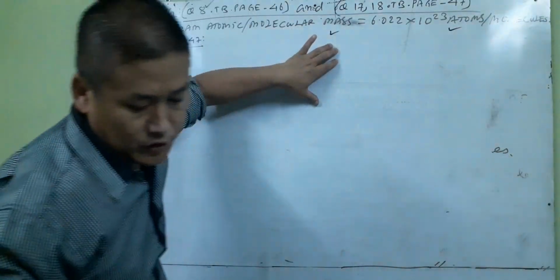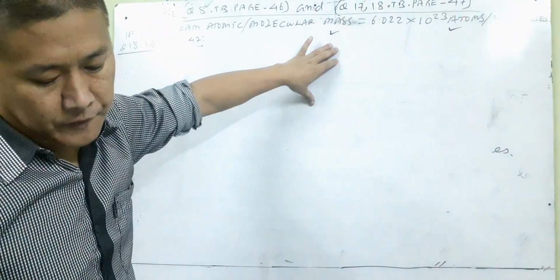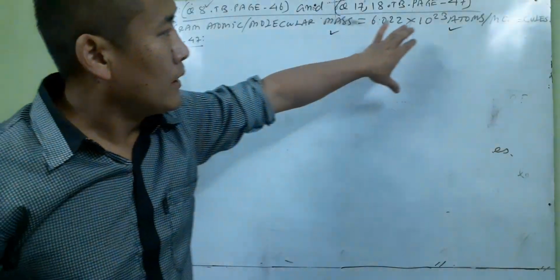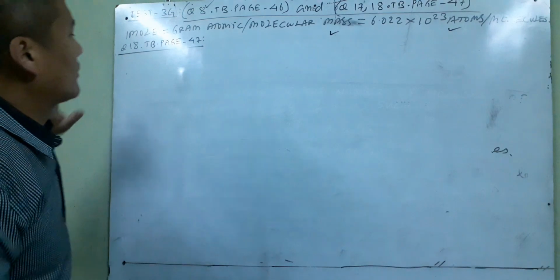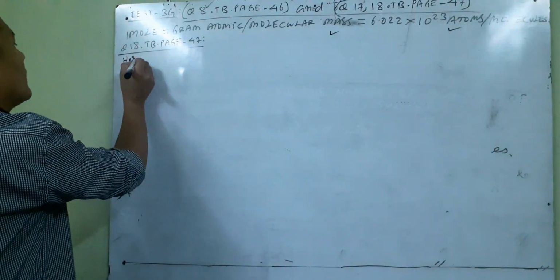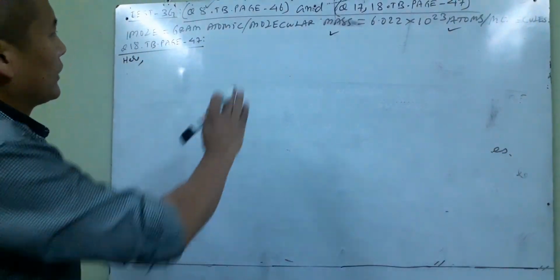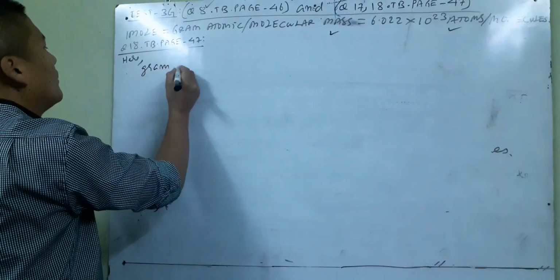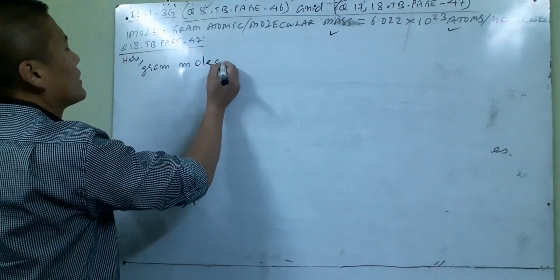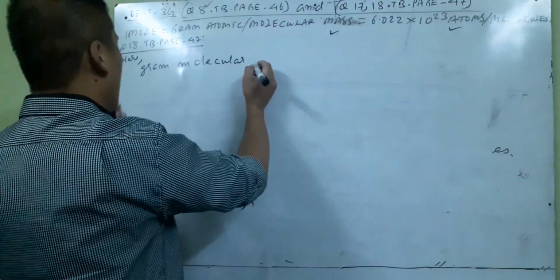Gram is given as 0.051 gram means mass. Number of ions means this one, atoms only. So we should not use mole again. So here, let us start. So we're going to keep the number of atoms this side. So gram molecular. We will write molecular because aluminium oxide is definitely a molecule.